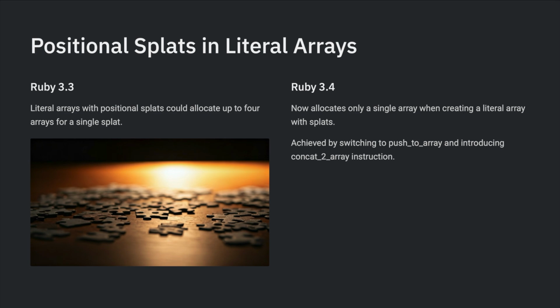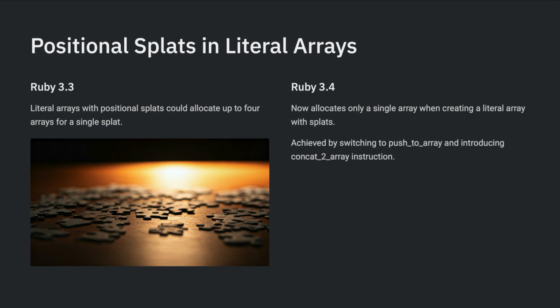Beyond array literals, the other big focus mentioned was method calls, specifically getting rid of array allocations when you use a positional splat on the caller side, like my_method(*args). Right. Now, Ruby 3.3 already had some optimization here. There was an internal optimizer pass that could sometimes eliminate the temporary array for the splat, but it was limited.